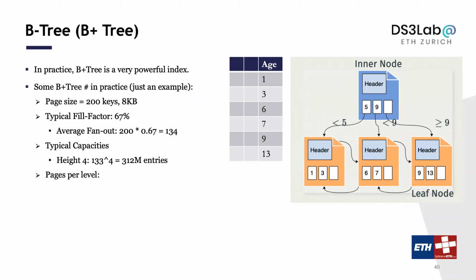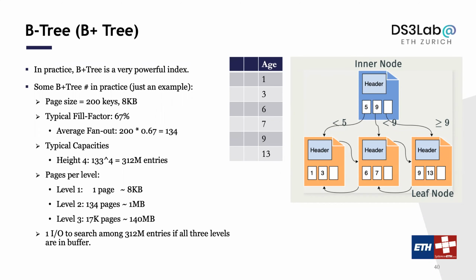So if you think about how large each layer is, the number of pages per layer is, for the first layer, the root, you have 1 page, 8 kilobytes. In the second level, you have 130 pages, which is roughly 1 megabyte. And in the third layer, you have maybe 17,000 pages, which is about 140 megabytes. So when you have a tree with 4 layers, the first 3 layers are at most 140 megabytes.